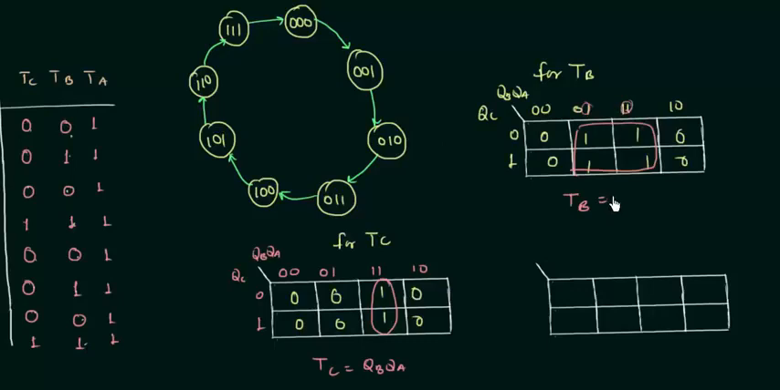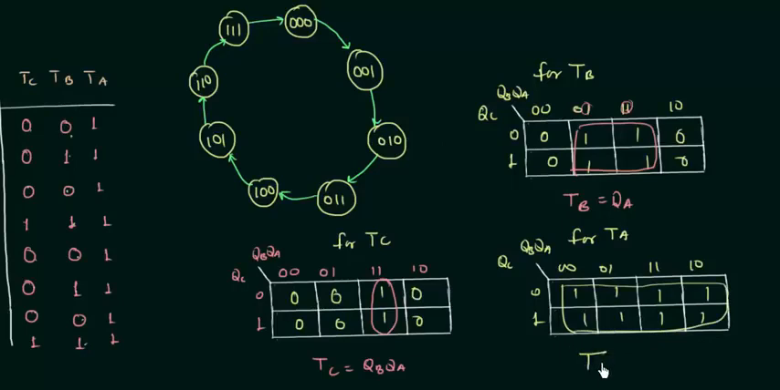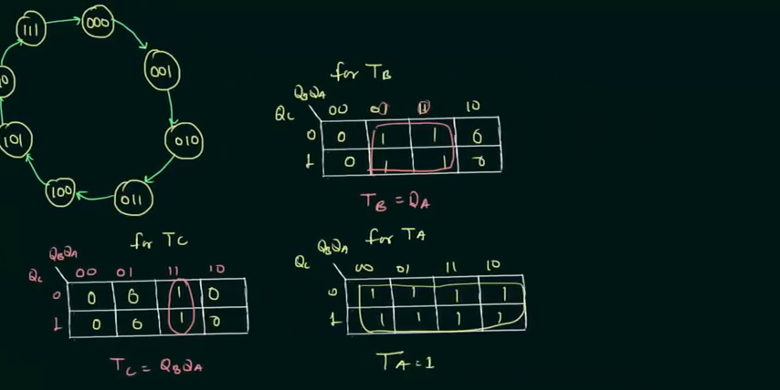So I will write TB equal to QA, and now we will solve our last K-map, and this is for TA. The inputs are QC, QB, QA. It is 1 for all the cases, so there is no problem. In this map we have a group of 8 ones and TA is equal to 1. Now we will implement it, and this is the last step.